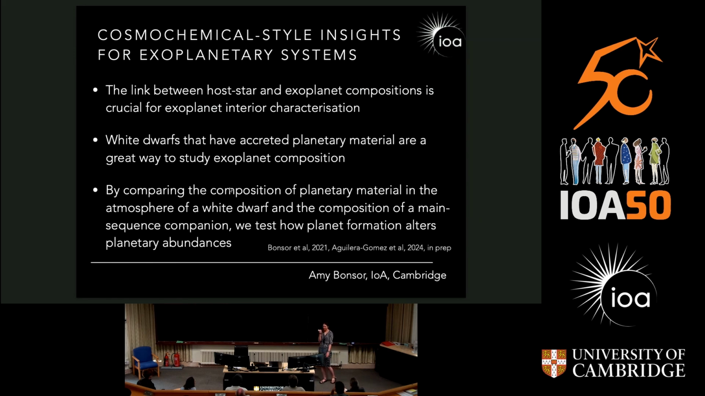Okay, so it's been a bit of a whirlwind tour, but hopefully I've persuaded you that composition is really important for understanding exoplanet interiors, for understanding their geology and for understanding the potential for life. Host stars provide an awesome set of clues as to what's going on, but it's important to think about how planet formation alters the planetary abundances on the way. And white dwarfs that have accreted planetary material are a great way to study composition, and if they happen to be in a wide binary system, then they can really help us to test how planet formation works and how it changes planetary abundances. So thank you for your attention.